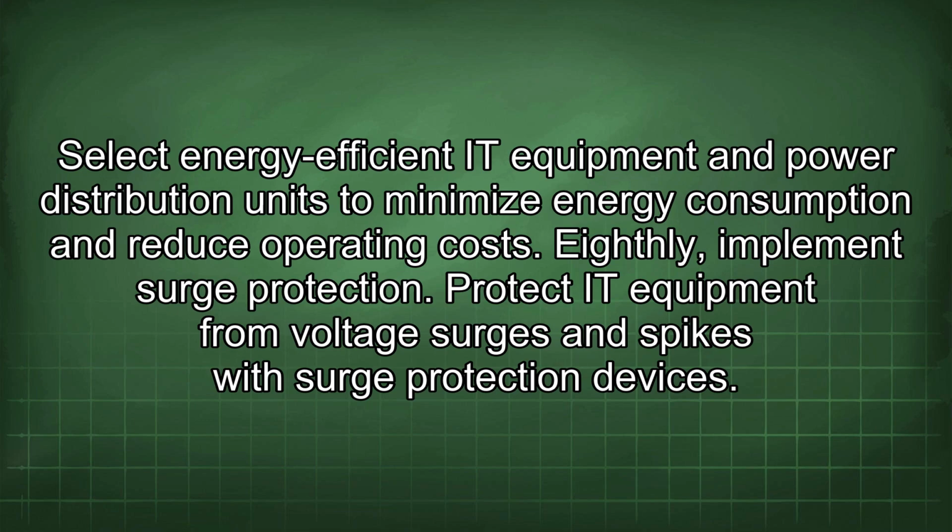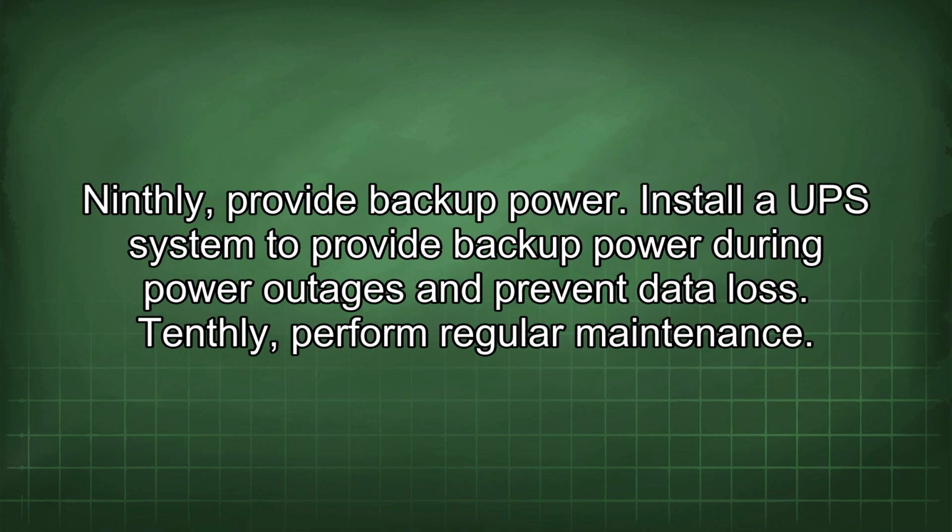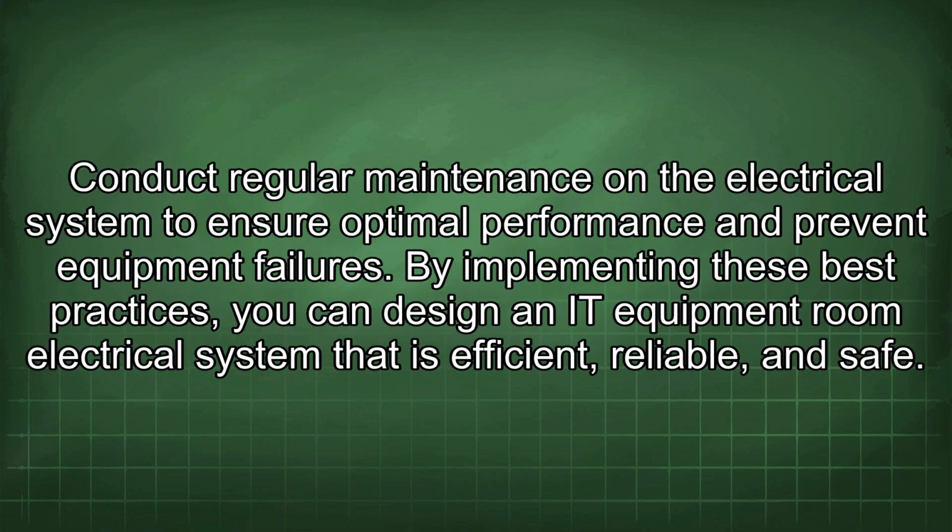Eighthly, implement surge protection. Protect IT equipment from voltage surges and spikes with surge protection devices. Ninthly, provide backup power. Install a UPS system to provide backup power during power outages and prevent data loss. Tenthly, perform regular maintenance. Conduct regular maintenance on the electrical system to ensure optimal performance and prevent equipment failures. By implementing these best practices, you can design an IT equipment room electrical system that is efficient, reliable, and safe.